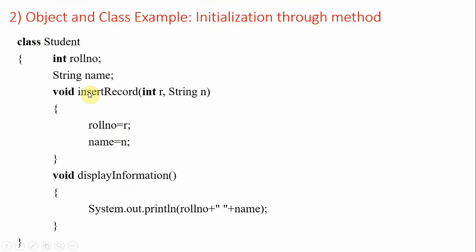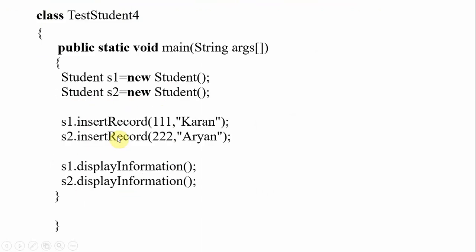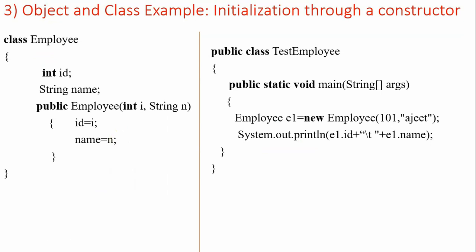So class student, insert record is a method, display information is a method. Here also constructor is a method. The difference is it has the same name as the class name. If you observe here, class employee, public employee, within we have a parenthesis, right? If you specify parenthesis, it is actually a method. For a normal variable we don't have any parenthesis, that is a variable. If an identifier doesn't have a parenthesis, it is a variable. If an identifier has parenthesis, it is a method.